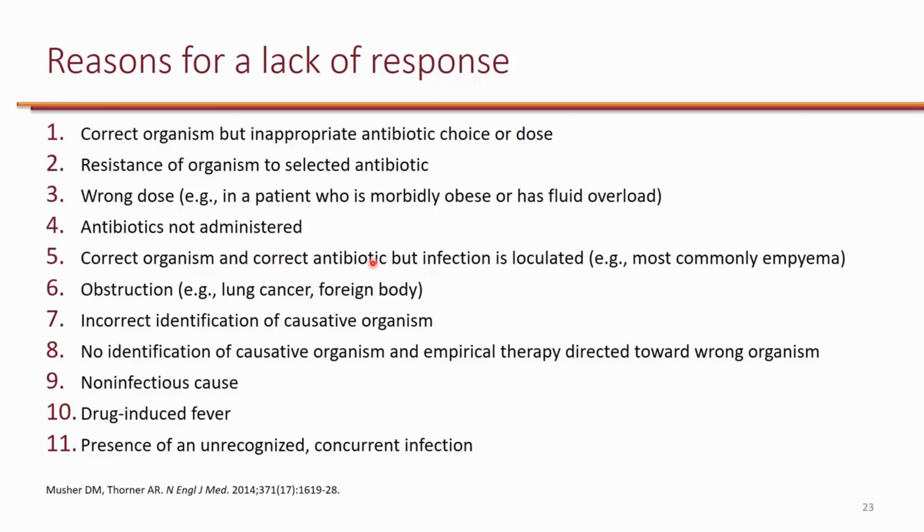Sometimes, if the organism is in a specific area where antibiotics cannot get, source control becomes really important. So empyema, for example, is an example when we actually need to make sure we have source control because antibiotics may not be able to get there. So it's important to actually drain the site of infection.